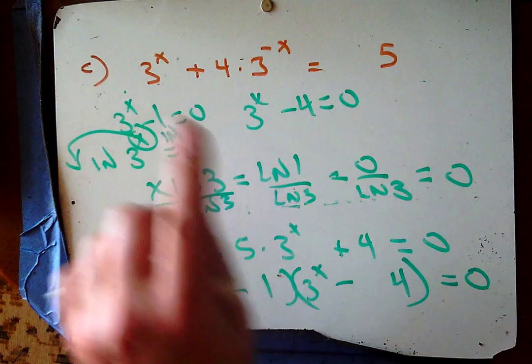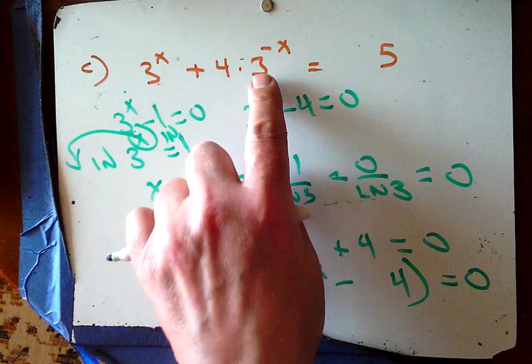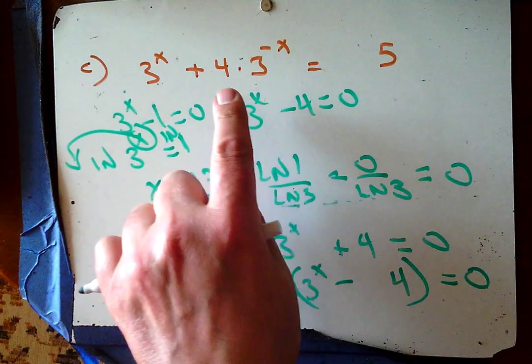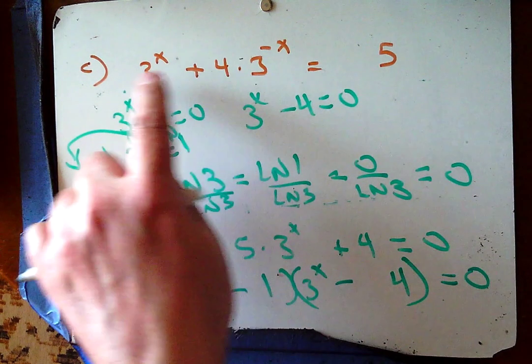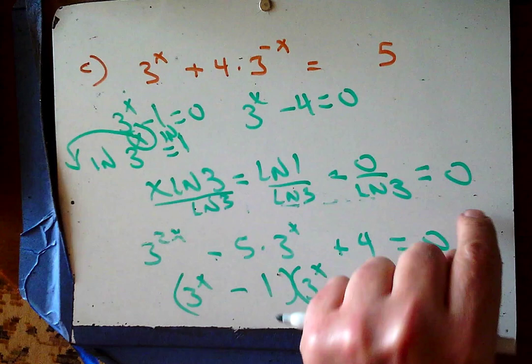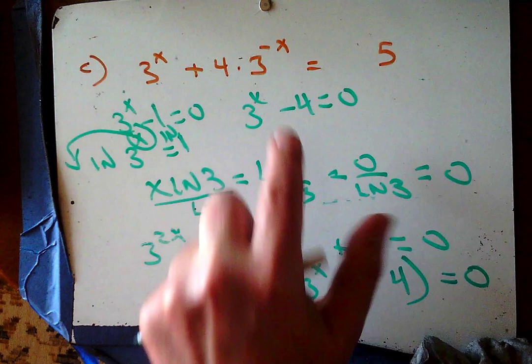Well, let's see if we can confirm that. 3 to the 0 is 1. 3 to the 0 is 1. And so 1 times 4 is 4. 1 plus 4 is 5. So 0 works.